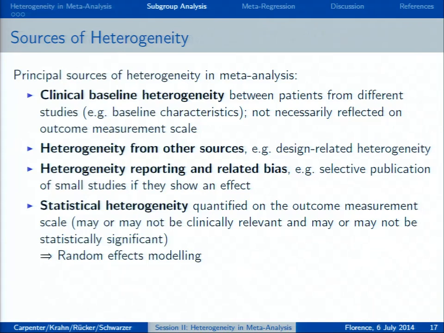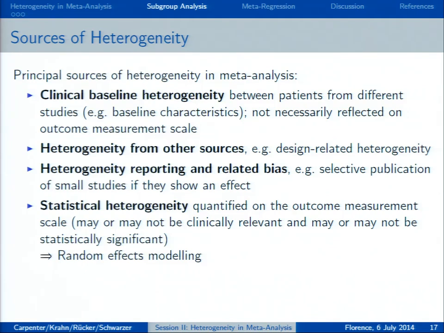Okay, so the causes of heterogeneity, as anybody who's looked at any data will know, could be because different types of patients are going into the studies, and the way that's dealt with may not be reflected in the outcome measurement scale properly. Heterogeneity from other sources, different designs, possible heterogeneity in the way studies come to be reported, and we'll think more about that later. And all of this then is brought together and modeled through the statistical heterogeneity.